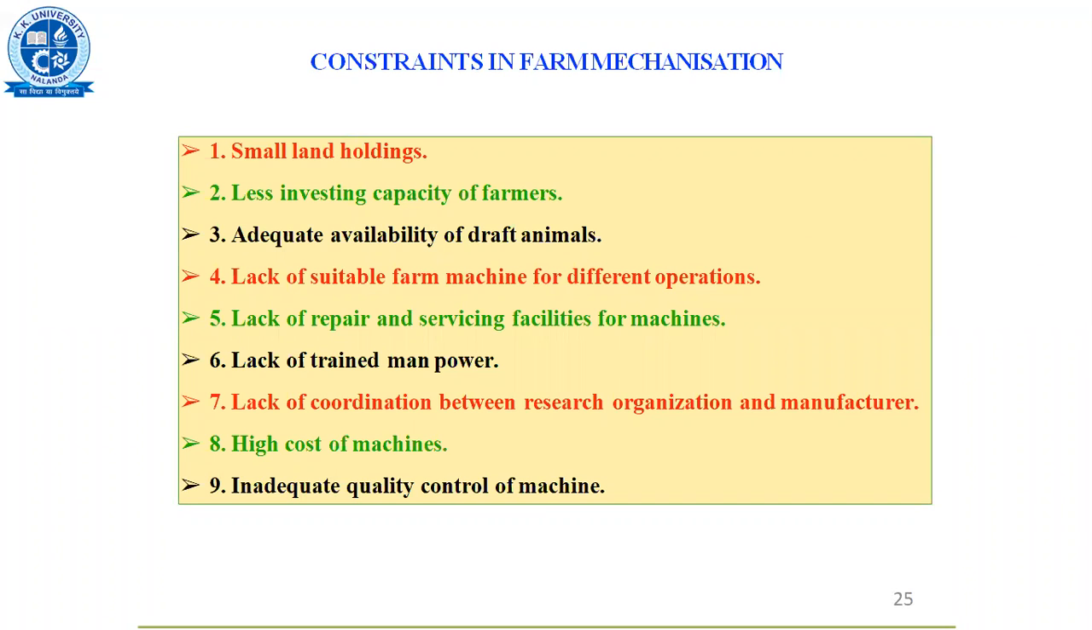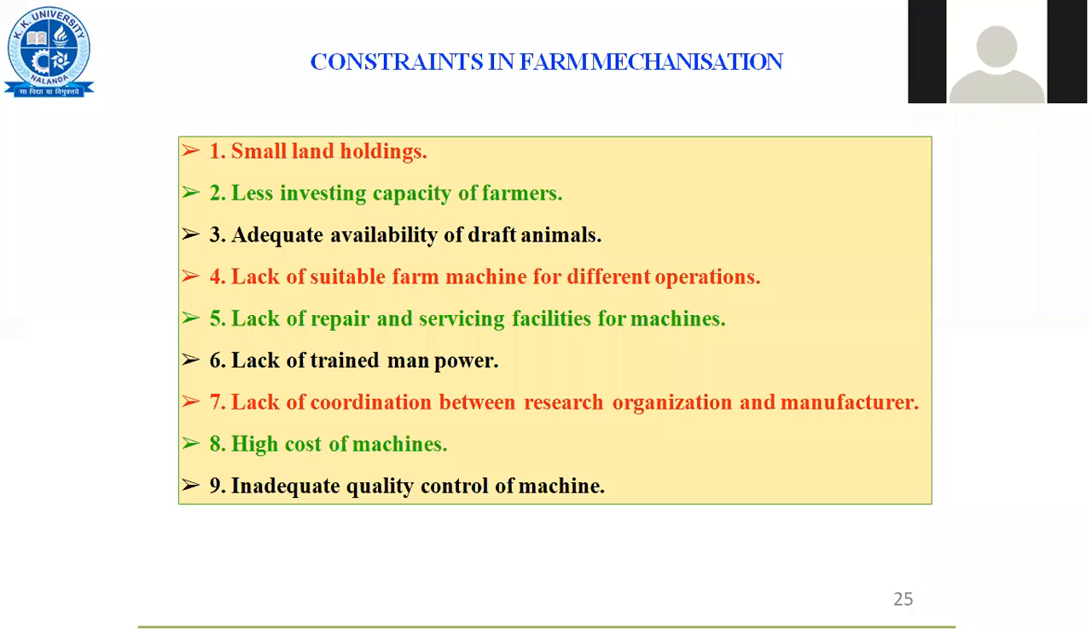So, constraints in farm mechanization. I think some points are already addressed. One is the small land holdings. There is one deterrent. Another is that because of small holdings, they have little money to invest, and we have to bridge the gap there. How can we bridge that gap? And adequate availability of animals. So we have to have some other purpose for those things. Lack of suitable farm machinery for different operations. This is another thing. It's not a problem. Now it's an opportunity for you and everybody to think of what kind of machines. Customization is needed, and also adapting certain machines properly.